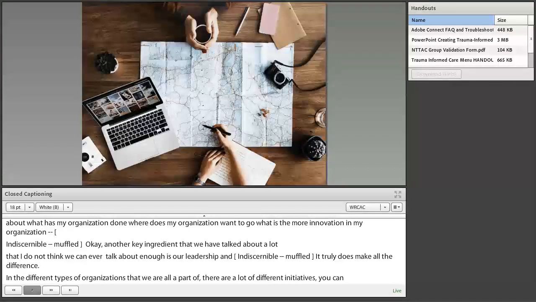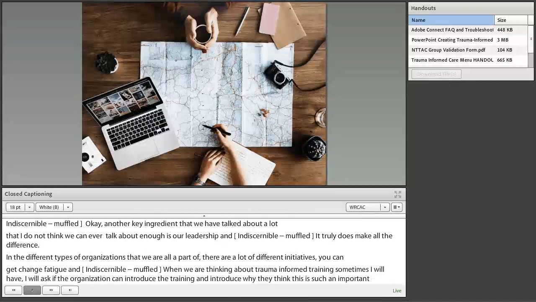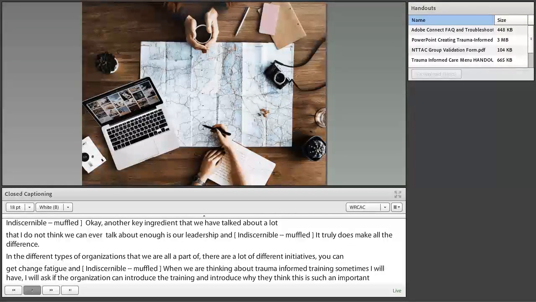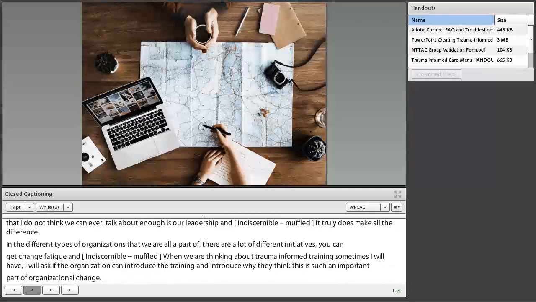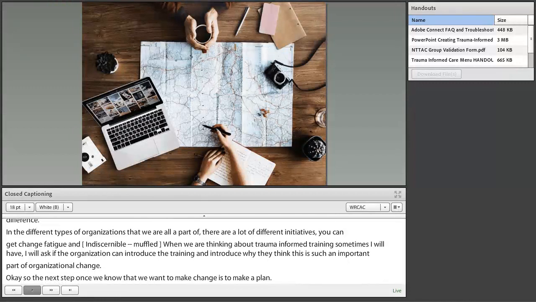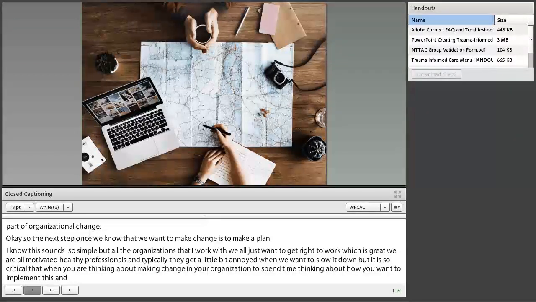Okay, so the next step, once we know that we want to make change, is to make a plan. And I know this sounds so simple, but all the organizations that I work with, we all just want to get right to the work, right? Which is great. We're all motivated, helping professionals. And typically they get a little bit annoyed when we want to slow it down. But it is really so critical that when you're thinking about making change in your organization, to spend time thinking about how you want to implement this. And by implement, I mean things like who needs to be involved in this change? What is the timeline? What are the resources? Who's in charge? What's our goal? How do we know if we've reached our goal? All of these really awesome, important questions that we want to ask before we start making these changes.